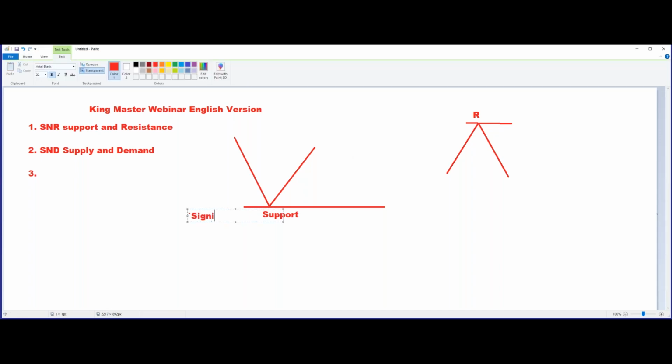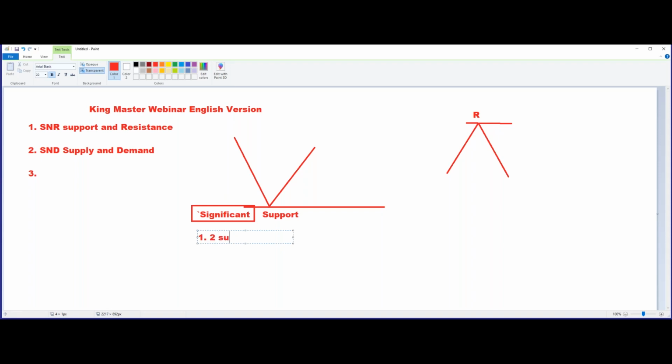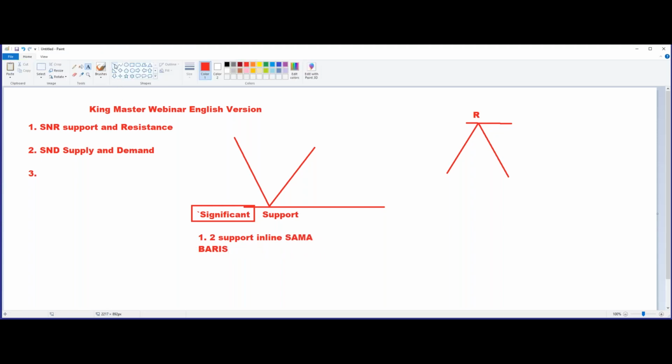What is significant support? Significant support is a support which is quite significant in the chart itself. The word significant support is very, very important. We have a lot of support and resistance, but what we are looking for is significant support. Usually we have like two supports in line. In Bahasa Malaysia we call it sama baris. Do you understand the word sama baris? In line, at the same line.